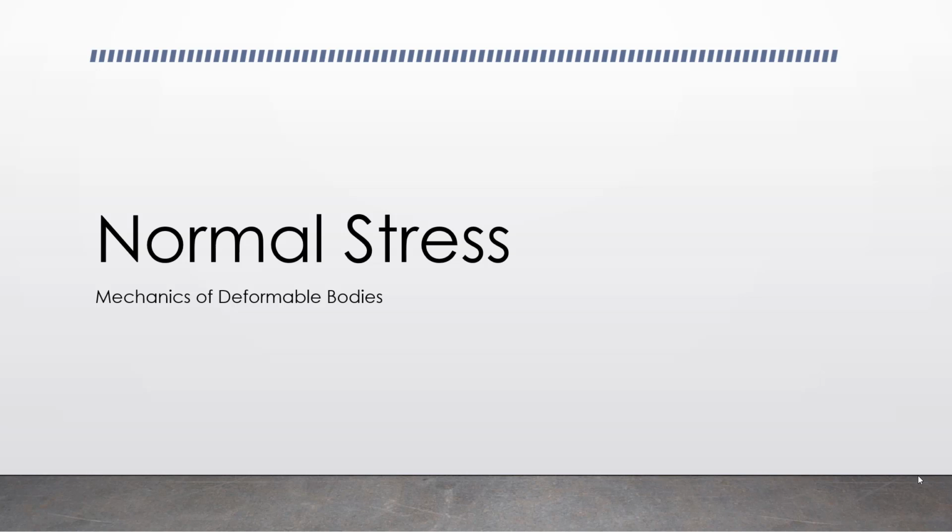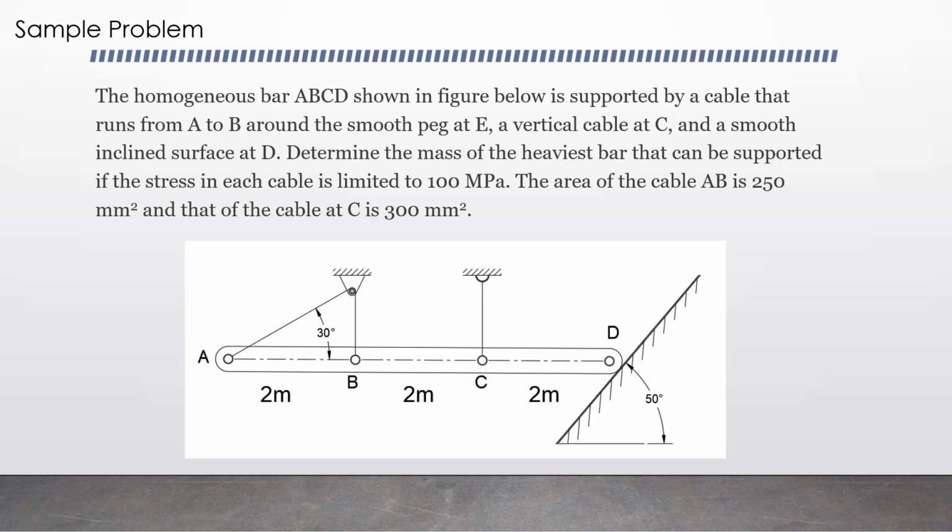So here's our problem. The homogeneous bar ABCD shown in the figure below is supported by a cable that runs from A to B around the smooth peg at E, a vertical cable at C, and the smooth inclined surface at D. Determine the mass of the heaviest bar that can be supported if the stress in each cable is limited to 100 megapascal. The area of the cable AB is 250 square millimeters and that of the cable at C is 300 square millimeters.